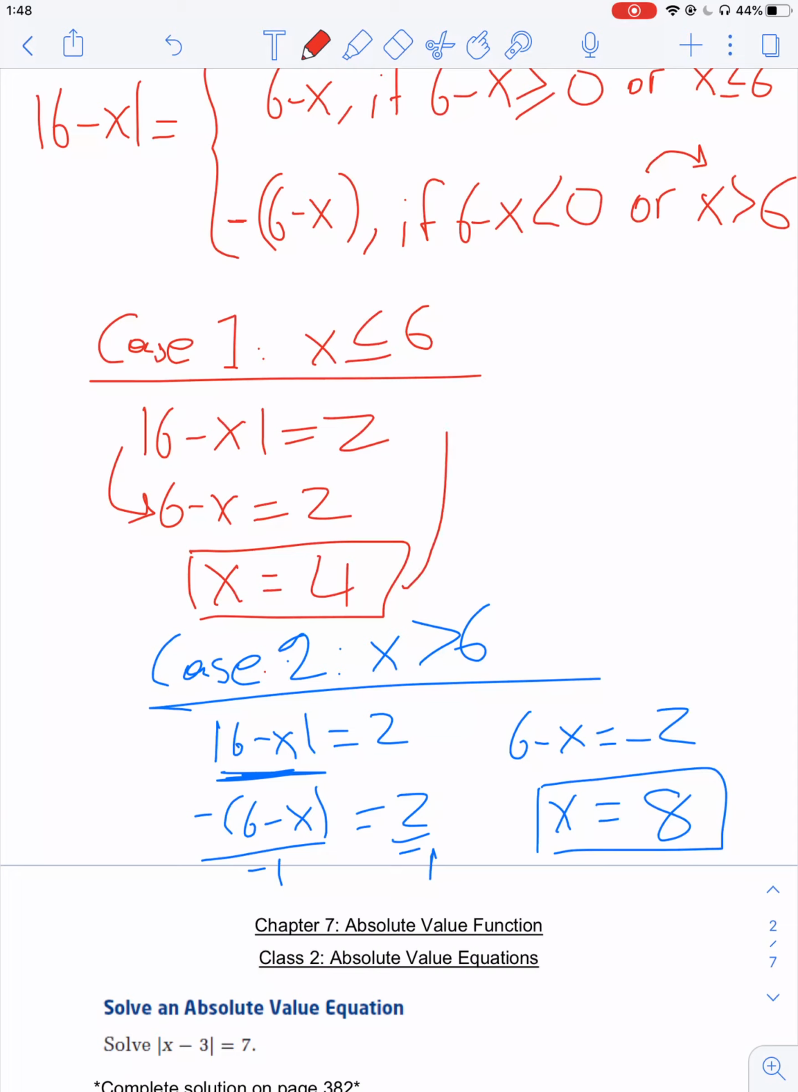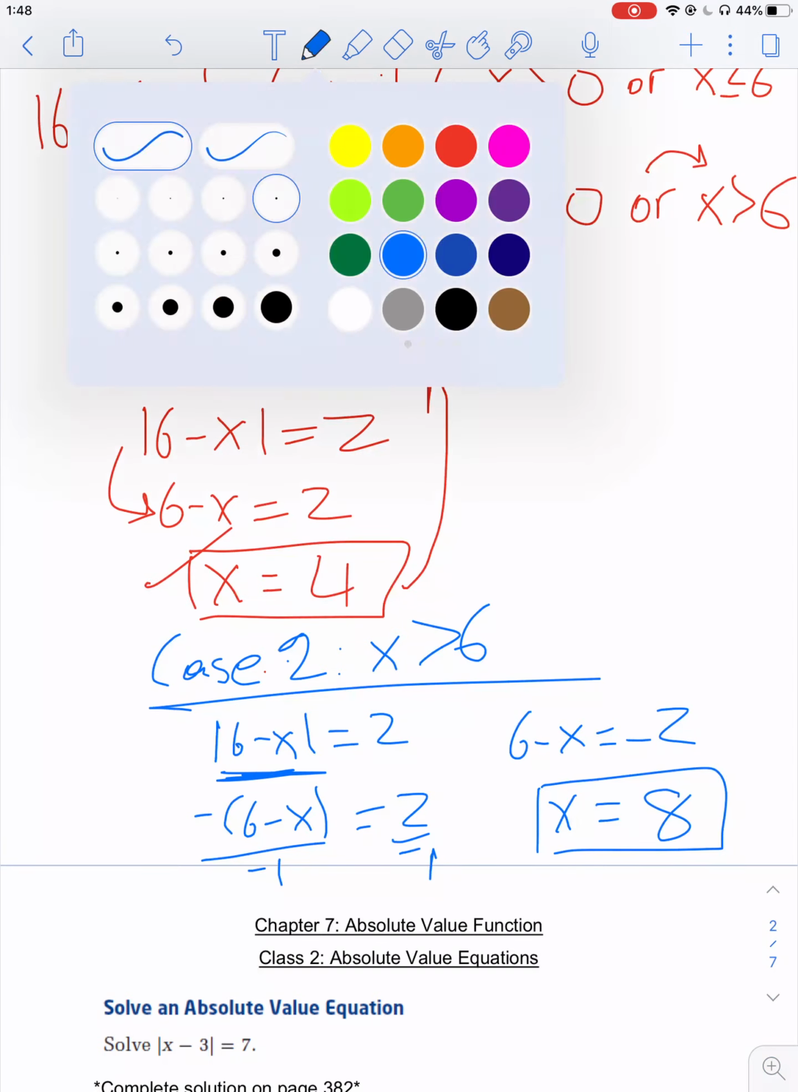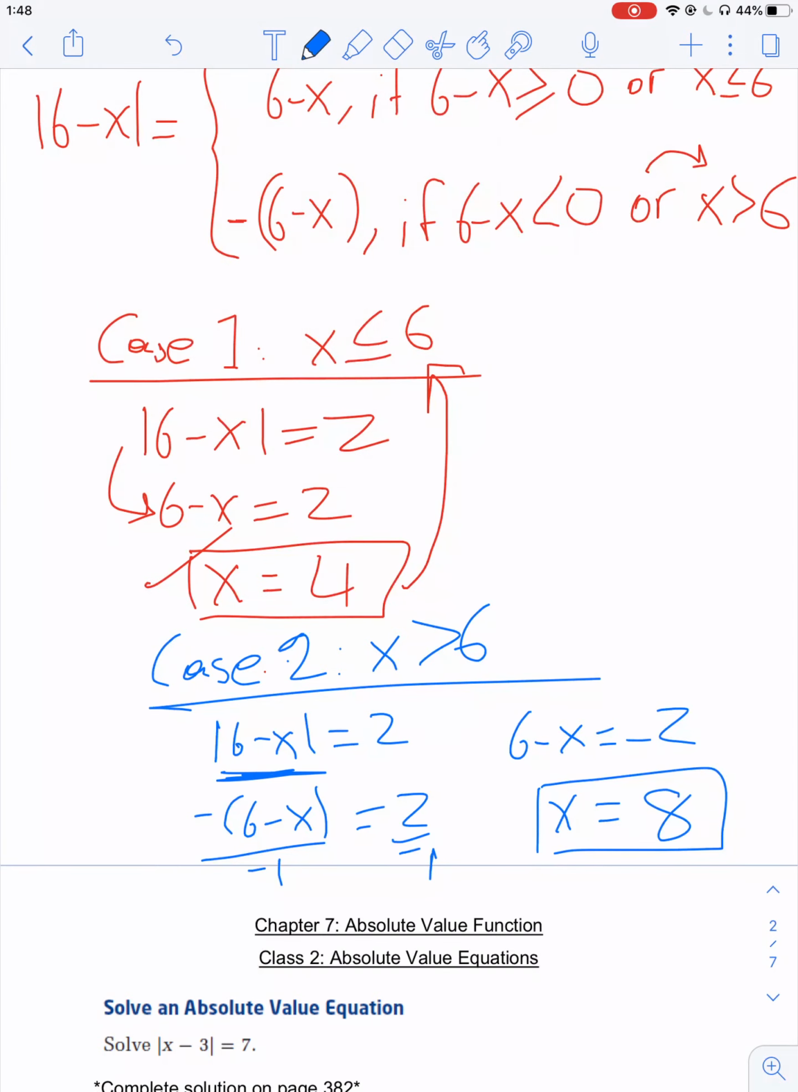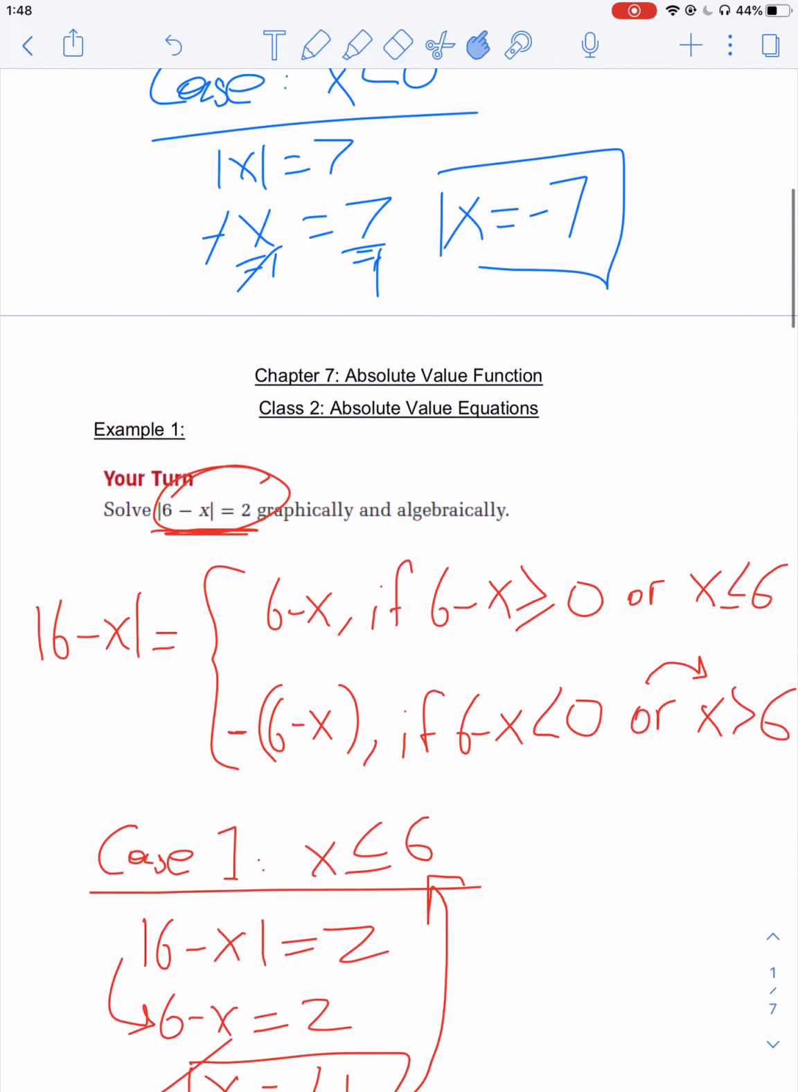So is 4 less than or equal to 6? Yes, it is. So that means there's no issue, okay? Now, is 8 within your domain? Because sometimes they won't be, okay? So is 8 greater than 6? Yes, it is. So that means there's going to be two solutions over here, kind of like a quadratic function, okay?